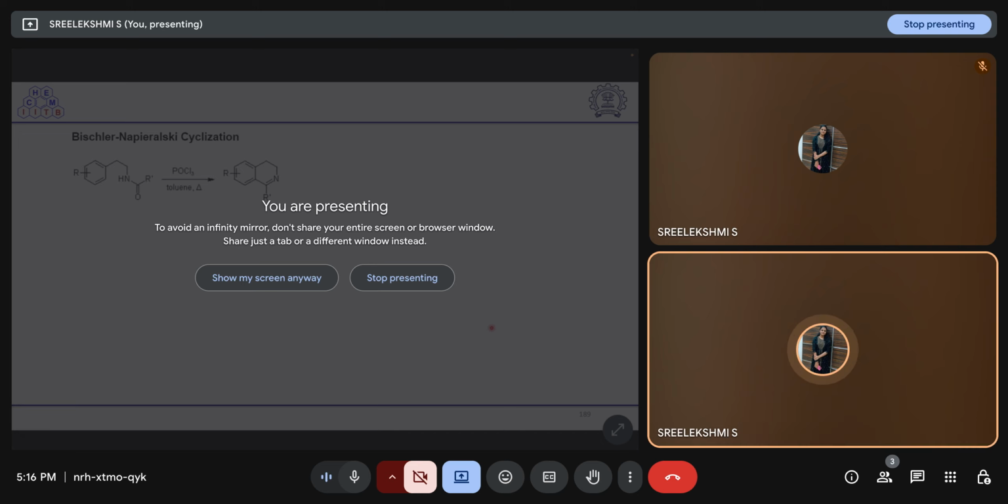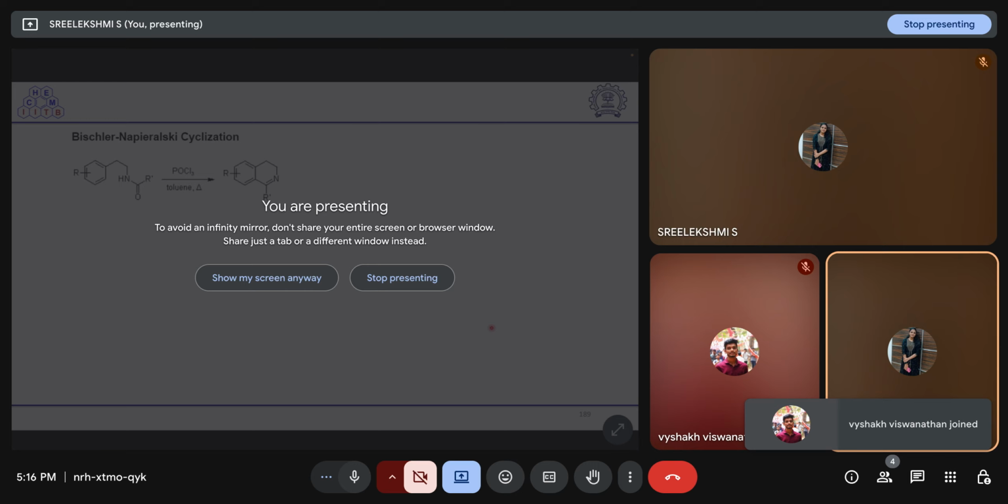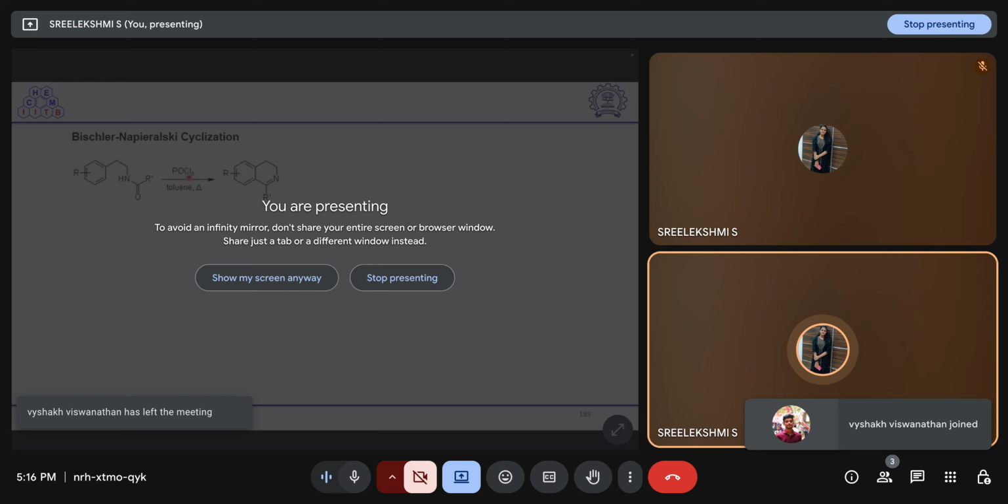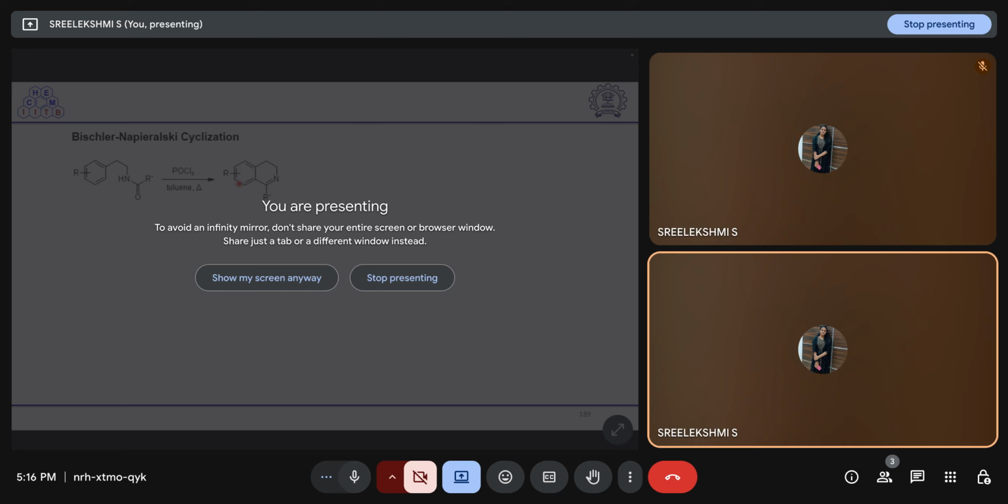Okay. So now about this Bischler-Napieralski cyclization. This is the cyclization reaction using POCl3 in toluene. So what is happening here? This amide compound will undergo the cyclization reaction to form these quinolines. We have already discussed the mechanism of this, so I will not go through it. You may quickly go through it, then we will go to the next reaction.